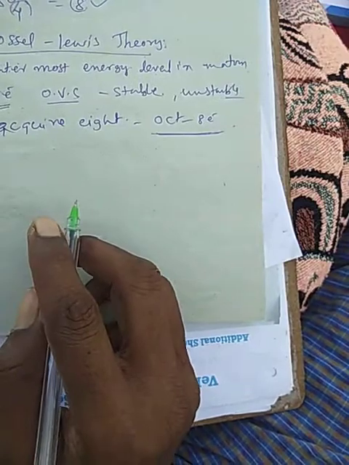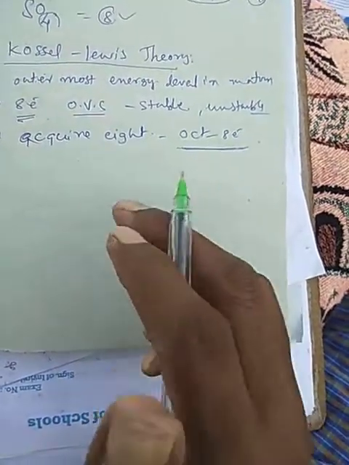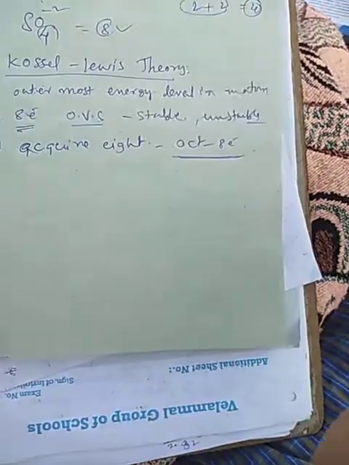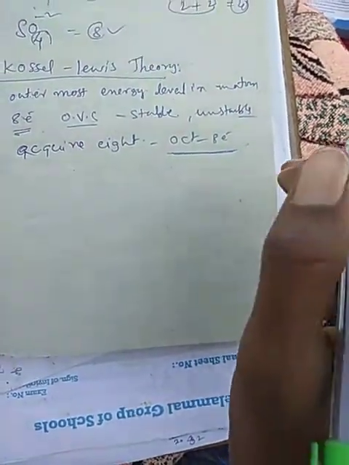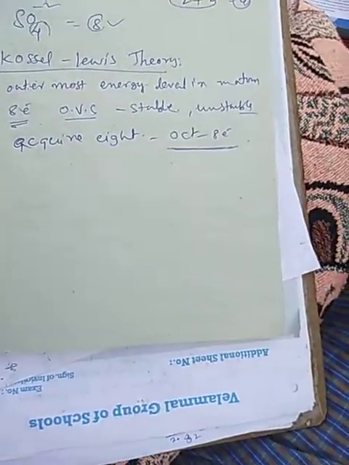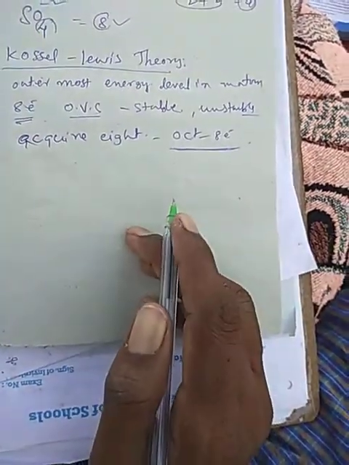What does octet configuration mean? The atom must possess 8 electrons in the outermost valency cell for stability. Hence the atom tries to acquire 8 electrons, and this is called octet configuration.